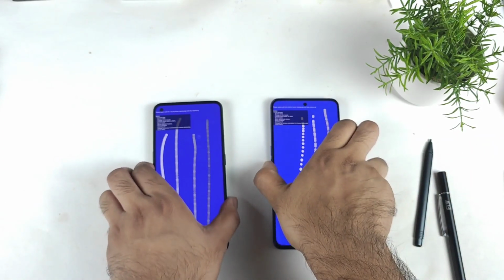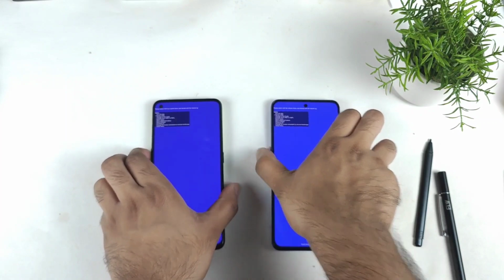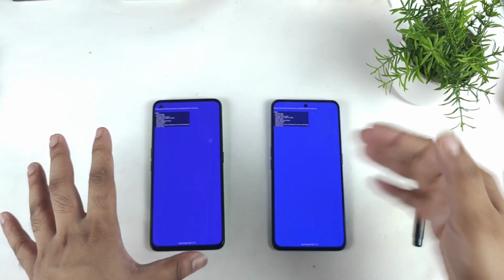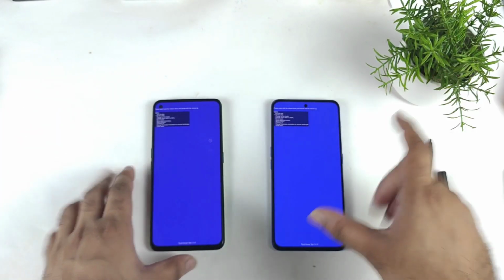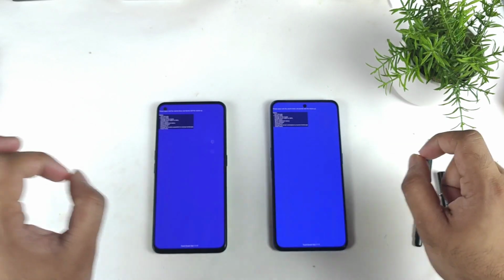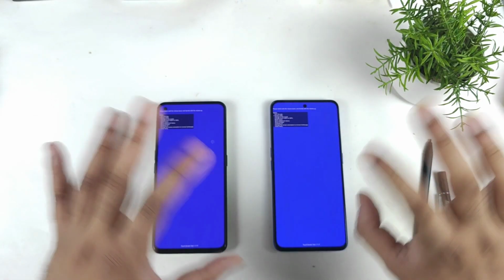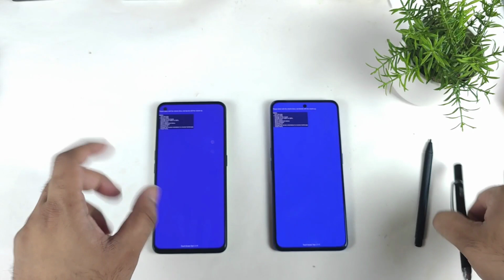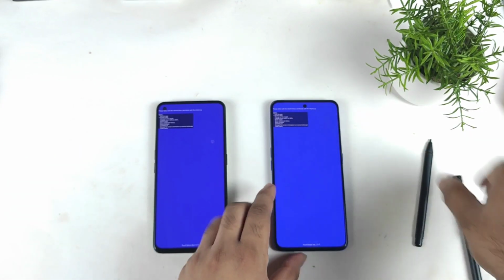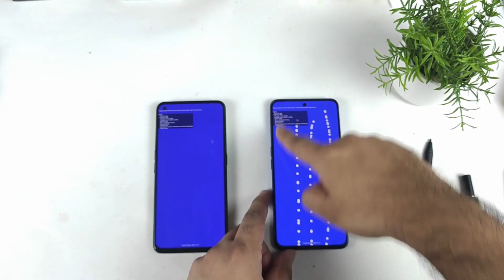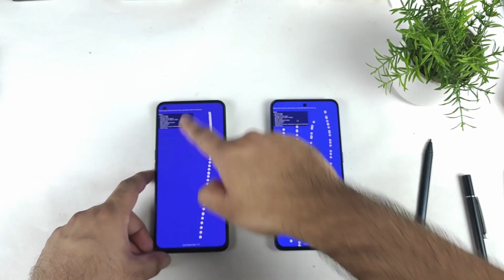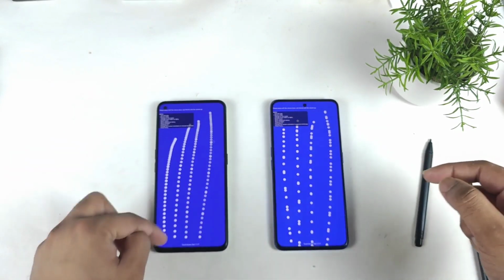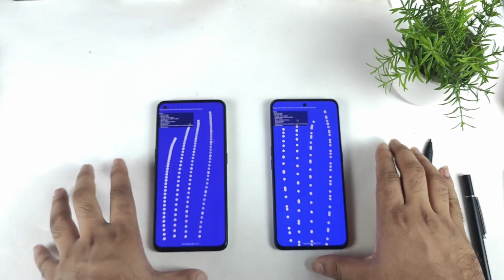I'm not sure whether this can be fixed with software updates or not, and I cannot guarantee that. I cannot say it will be fixed and so buy this device. I cannot guarantee any single thing in any updates, in any smartphone. Now try to observe a very fast movement. Very few inputs on one, and with very fast movement, more touch inputs on the other. You can clearly see the difference right now.